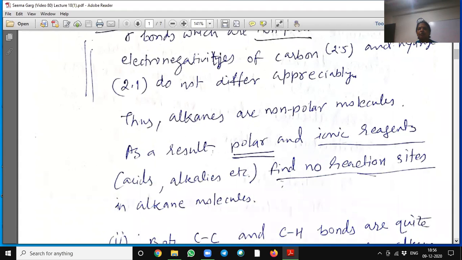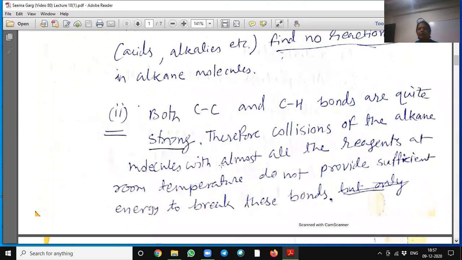Thus alkanes are non polar molecules. As a result, polar and ionic reagents, acids, alkalis, etc., find no reaction sites in alkane molecules. Both carbon-carbon and carbon-hydrogen bonds are quite strong. Therefore, collisions of the alkane molecules with almost all the reagent at room temperature do not provide sufficient energy to break these bonds.